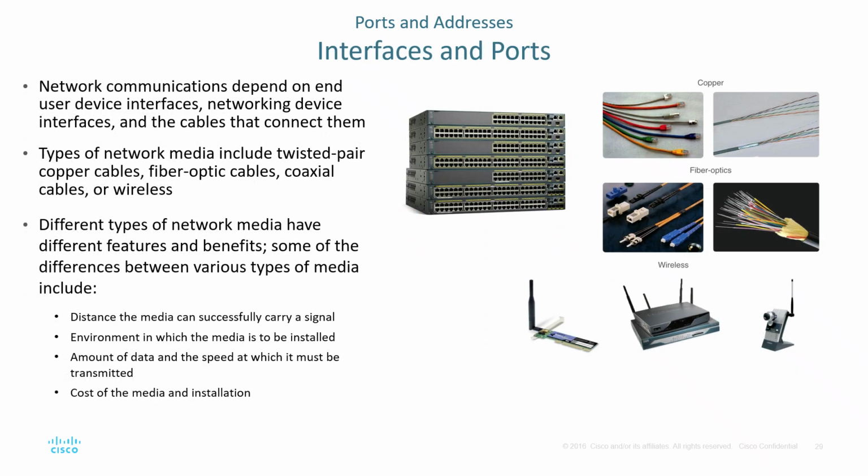Now, we're going to talk more about these as we go along, especially the cabling when we get to Chapter 4. Network communication depends on end user device interfaces, network device interfaces, and the cables that connect them. So types of network media are going to include twisted pair copper cable, fiber optic cable, coaxial cables, or wireless. Different types of network media have different features and benefits. Some of the differences between them are the distance that the media can successfully carry a signal, the environment in which the media is to be installed, the amount of data and the speed at which it must be transmitted, and the cost of the media and its installation.